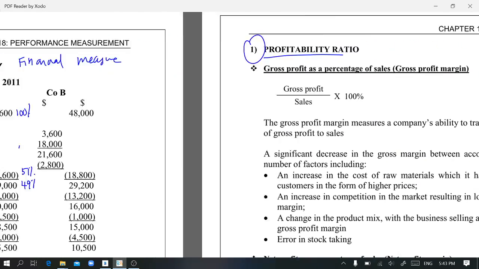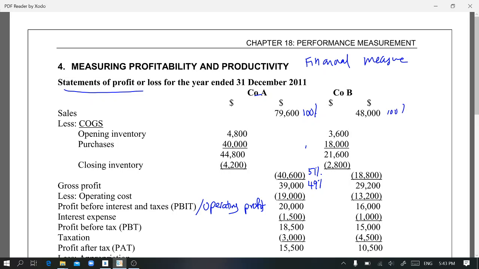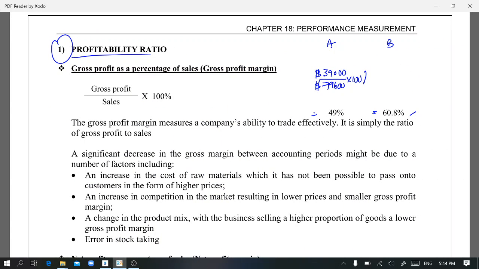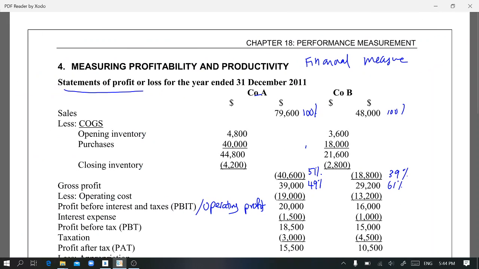For B, 100% is the sales, 61% is the profit. Means 39% is the cost. Okay, so means every $1 of sales, 49 cents is my gross profit. Now that I sell 76,000, so 39,000 is my gross profit.